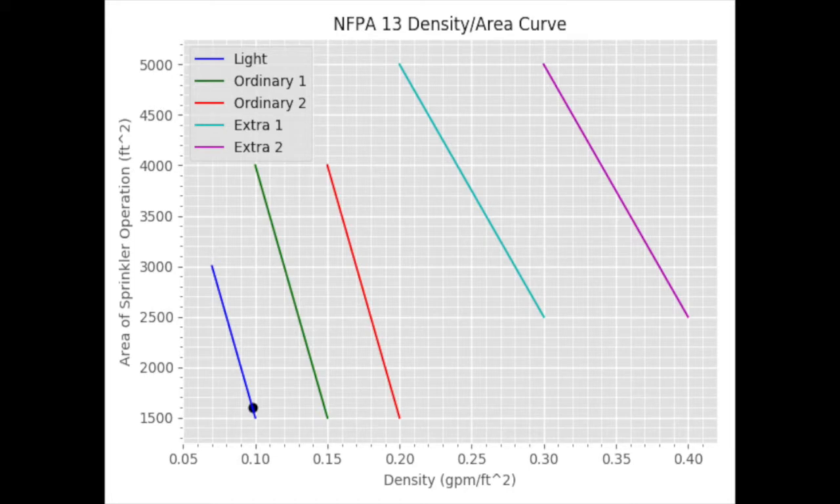The density area method being the most common, it is what iCalc is designed to work with. It starts with a set of curves shown in figure 11.2.3.1.1. This corresponds to light, ordinary 1 and 2, and extra 1 and 2 hazard groups. Any point on these curves is a valid configuration, so the designer may make decisions between high and low area points on the individual curves. A low point provides a smaller operating area, giving a higher density but a lower total water demand. A higher point provides for a lower density and therefore lower pressure, but typically requires a higher total demand for the system. iCalc lets you adjust your point on the curve by entering in what area you require.